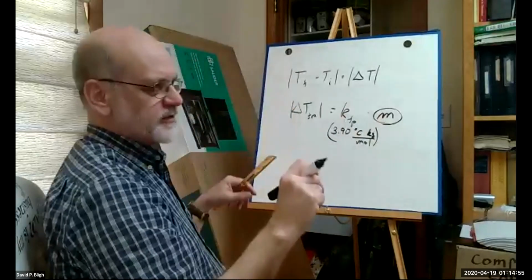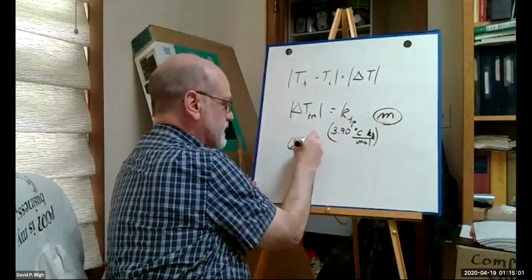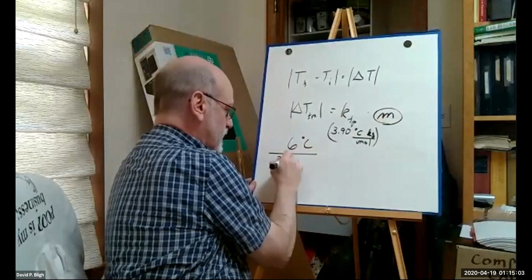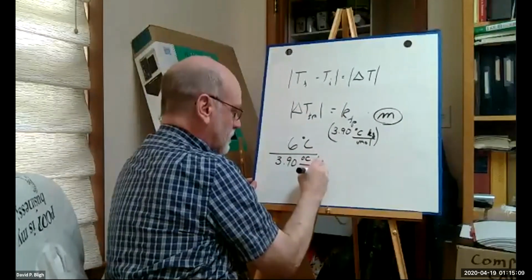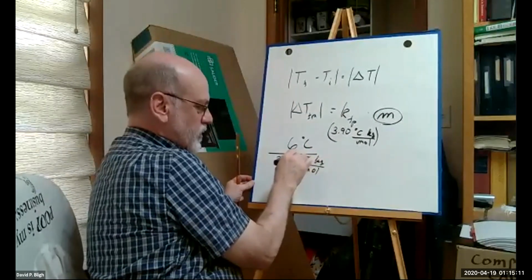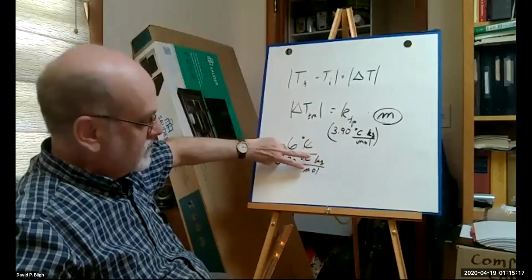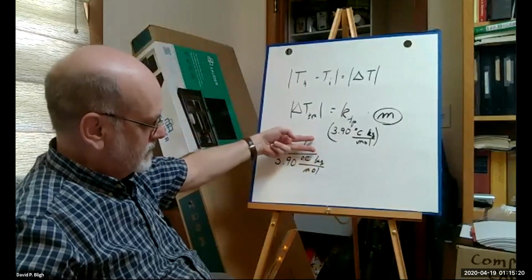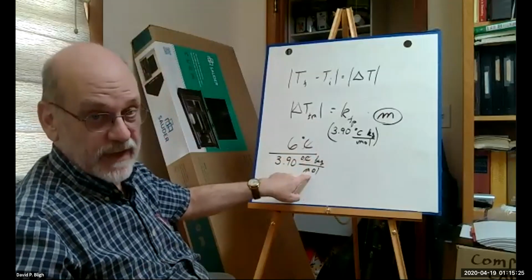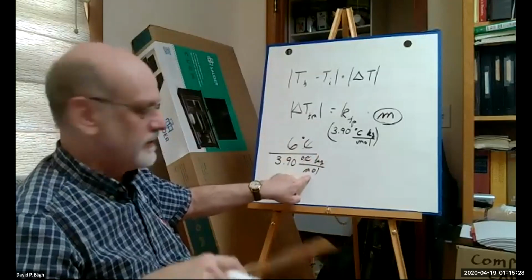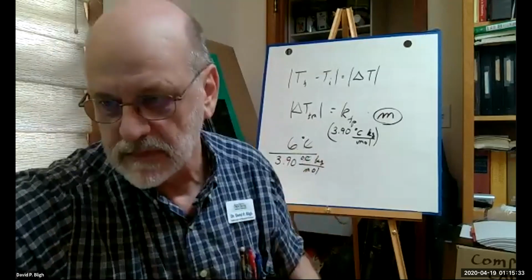So let's just take an example. Say the difference is 6 degrees, right? So if it's 6 degrees C divided by 3.90 degrees C kilogram per mole, then the degrees cancel, and this expression flips, right? That's in the denominator. This is actually the numerator, right? The denominator of the denominator is the numerator. So that flips. And 6 divided by 3.9, let me just do it.